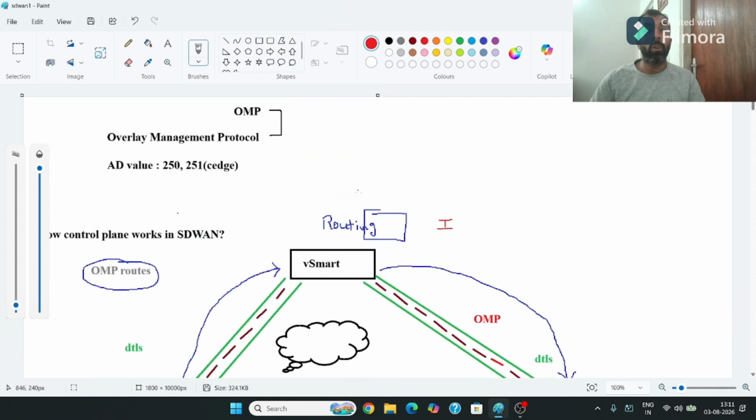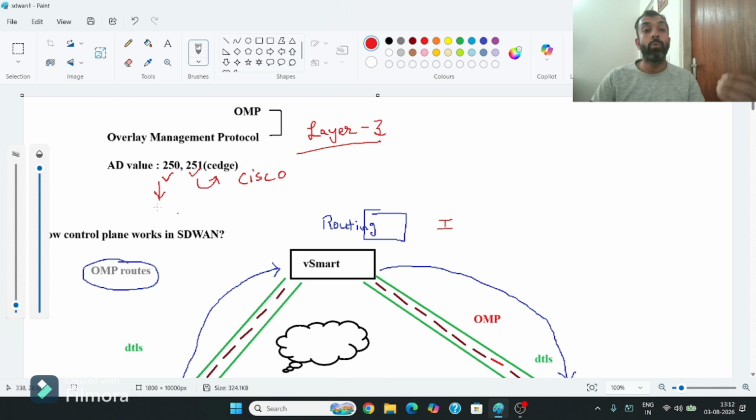Now, OMP protocol works at which layer? OMP protocol works at layer number 3. And it is a TCP based protocol, you can say that. But AD values are 250 and 251. 251 is the AD value of which device? For Cisco device. If I talk about Viptela devices, they use 250 as the AD value for OMP protocol. So in the routing table of these two devices, the AD value can be different.